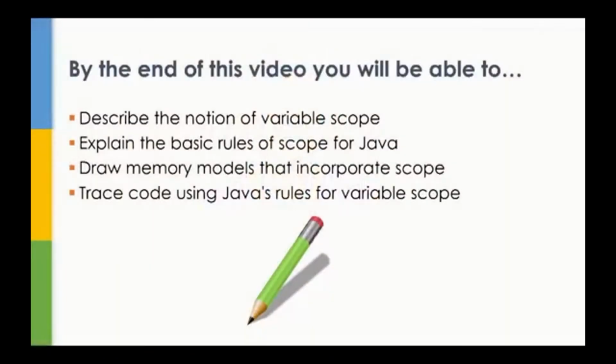So by the end of this module, you'll be able to describe the notion of scope and Java's rules for scope, as well as draw those memory models to incorporate scope and reason about code using those memory models. So get out your pencil, get out your piece of paper, make sure you're not driving, and you'll draw these memory models right along with us.